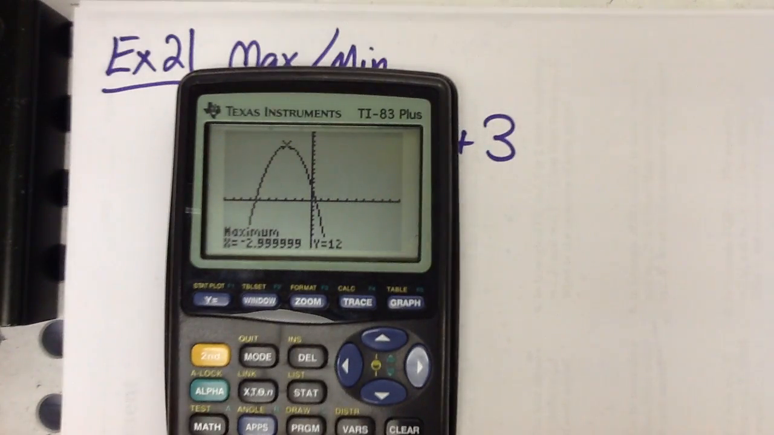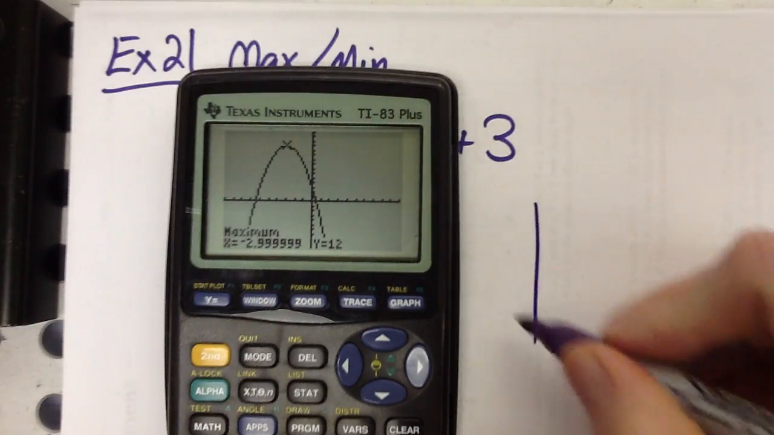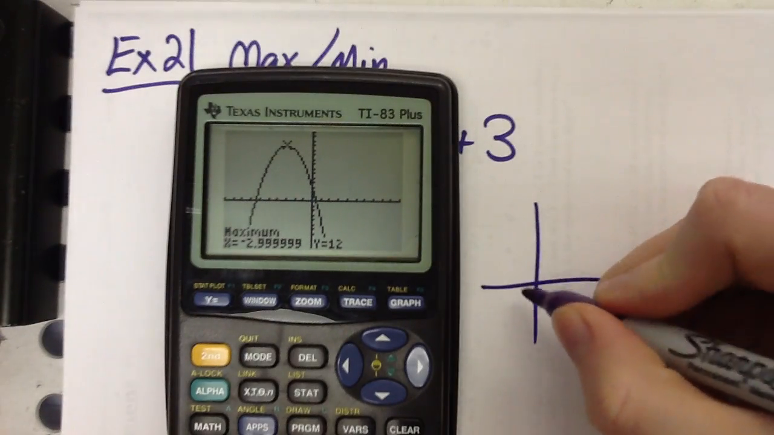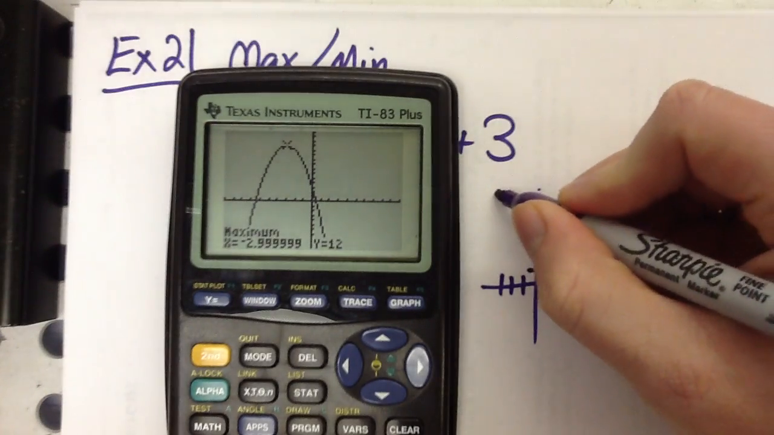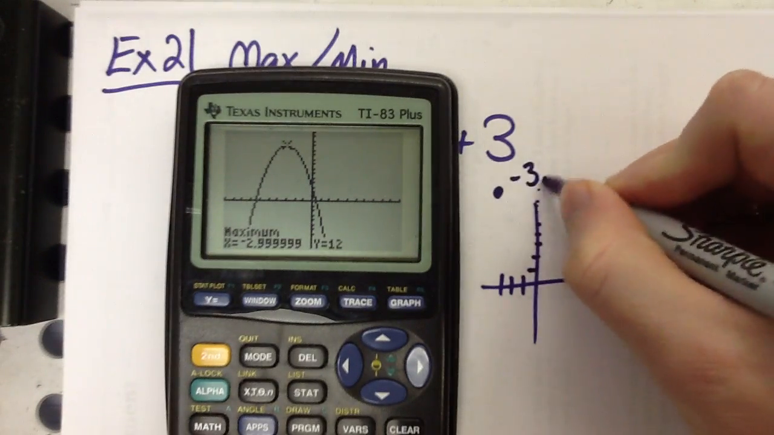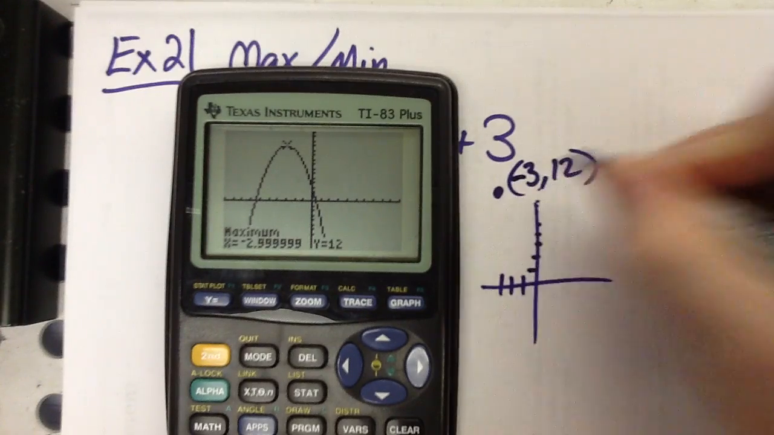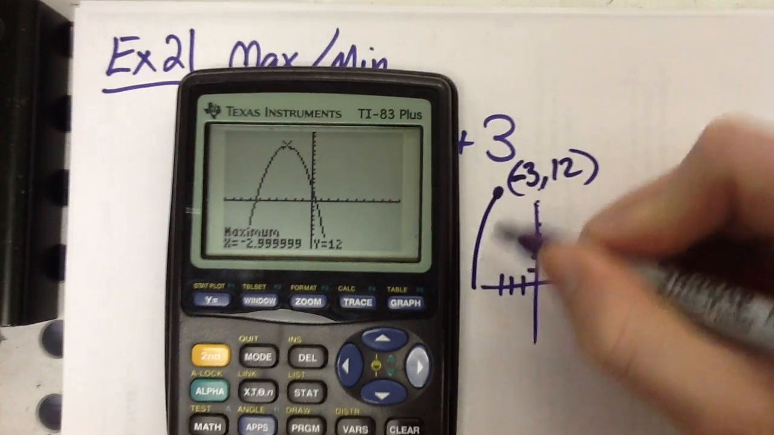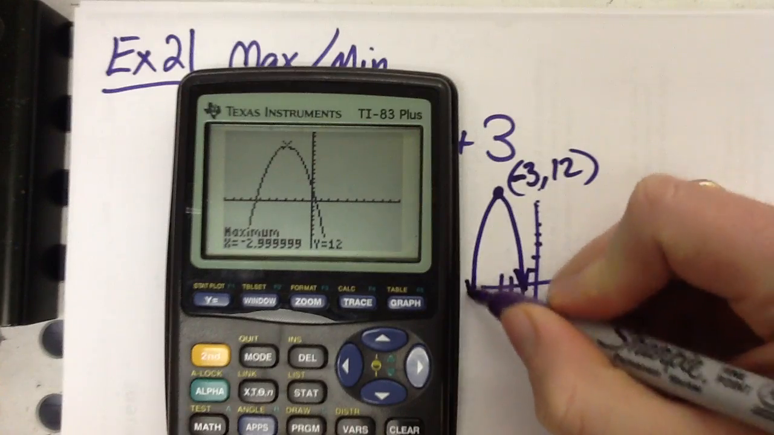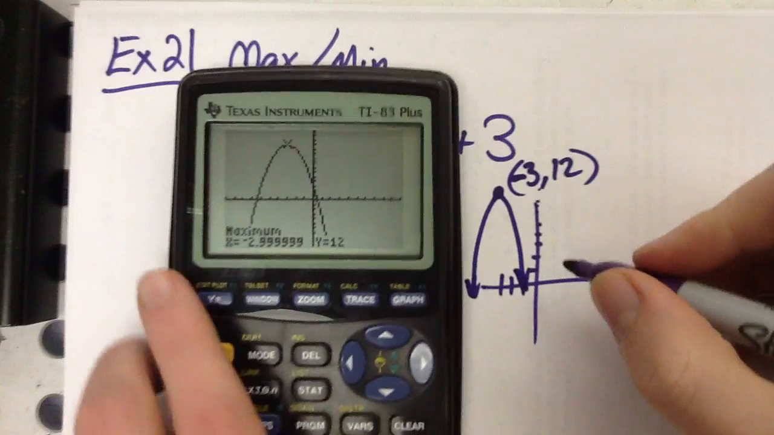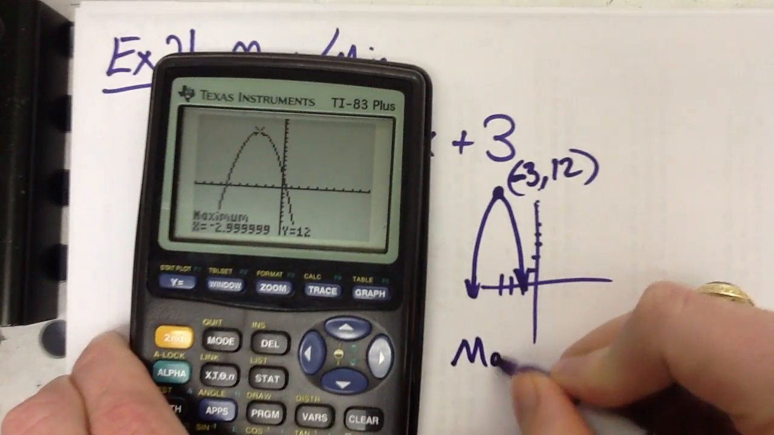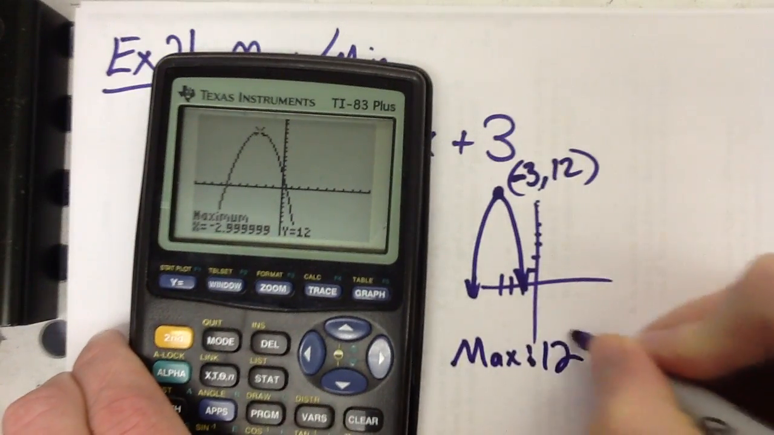Okay, so quick sketch over here on the side. What's going on is at negative 3 and up at 12. I'm not going to count all those tick marks, but negative 3, 12, that's where your maximum is happening. Okay, look, something like this. I know it's not exactly what it looked like on the screen, but that's the idea. So you could say your maximum is 12.